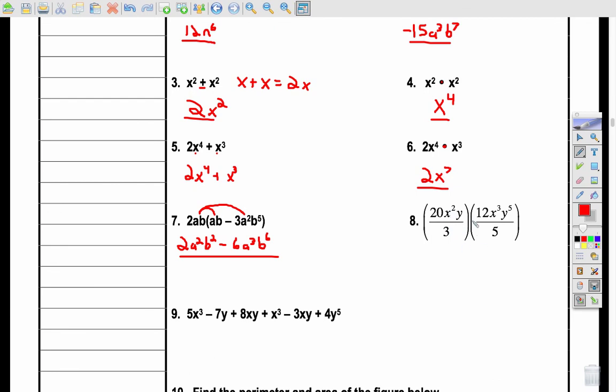Over here, how can you solve these? You got fractions on both sides. All right, you got fractions. Well, the first thing I did, I'm going to multiply the tops, and then I'm going to multiply the bottoms and see if I can simplify from there. So let's multiply the tops. 20 times 12, that is 240.